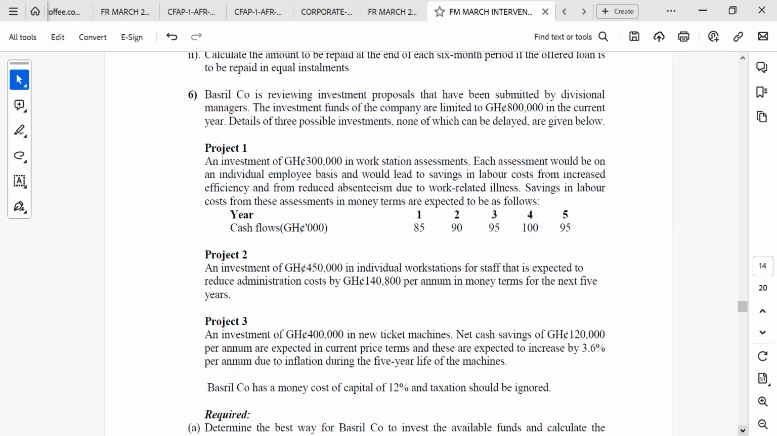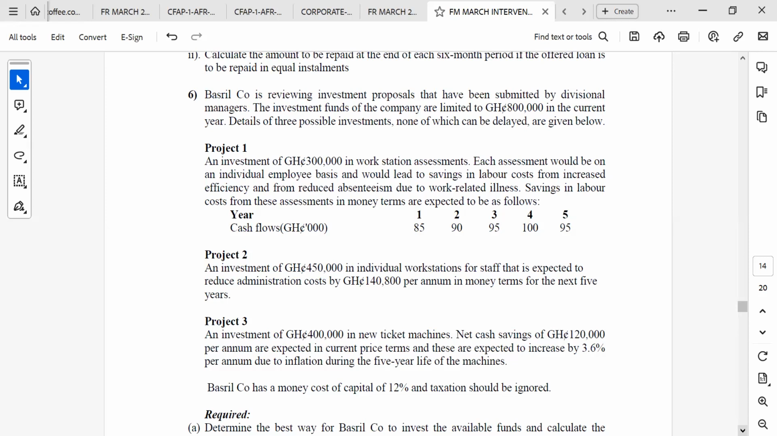Savings in labor costs from these assessments in money terms are expected to be as follows. Year cash flows, so we have year 1 to 5. Then the figures are below. Then project 2. An investment of 450,000 Ghana cedis in individual workstations for staff that is expected to reduce administration costs by 140,800 per annum in money terms for the next 5 years.